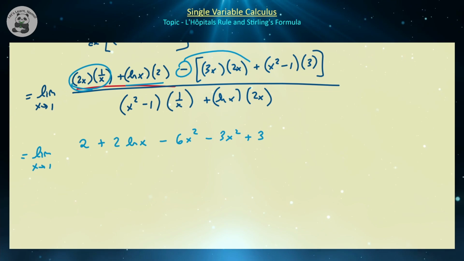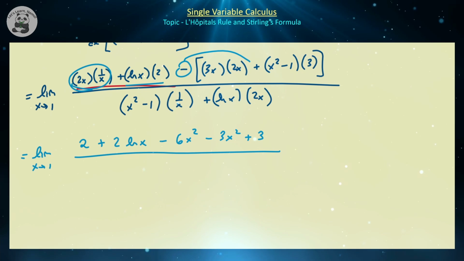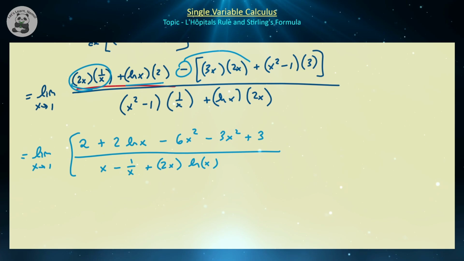All right, let's see here. Let's just make sure my signs are correct. Yep, everything seems to be okay there. And on the bottom, let's see what we have. So we have x squared minus 1 times 1 minus x. We could simplify this. Let's do x minus 1 over x plus 2x times natural log of x. Not much else we can do there.